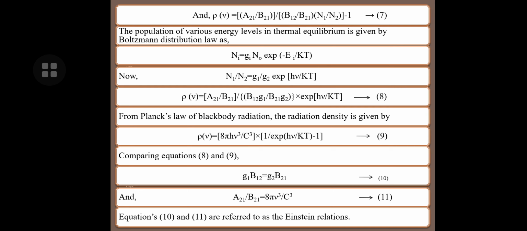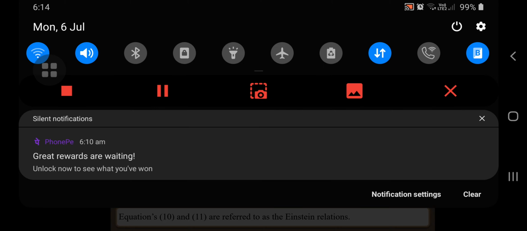Compare these two equations, then we get G1 B12 equals G2 B21, meaning B12 equals B21, absorption equals stimulated emission only, and A21 by B21 equals 8 pi h nu cubed by c cubed. Equations 10 and 11 are referred to as the Einstein relations. These two are Einstein relations.